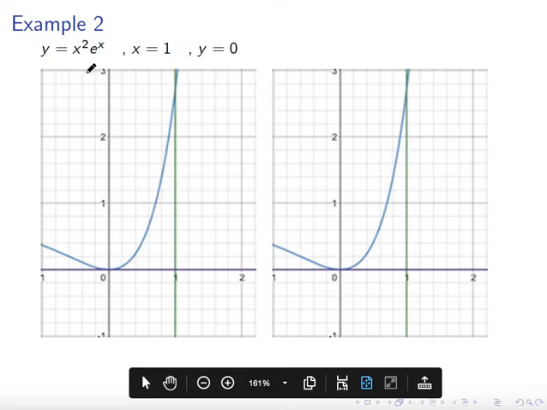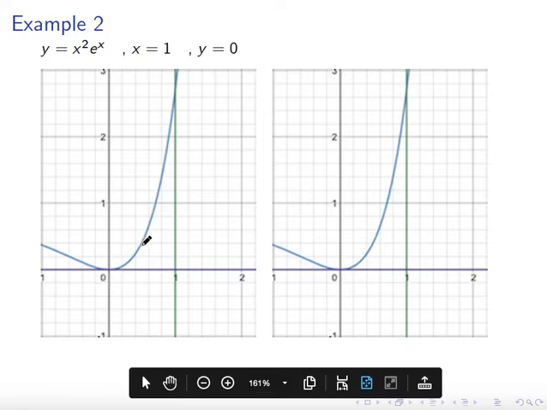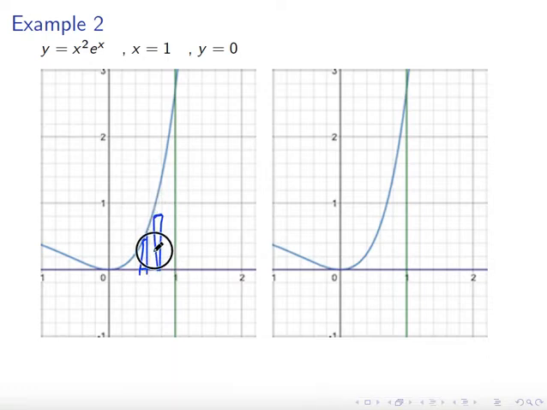Next example, we have y equals x squared e to the power of x, which is the blue curve. x equals 1 is the green line, y equals 0 the purple x-axis. Okay, so if we want to set the integral with respect to x first, I have to consider the vertical rectangles, and as you see, the vertical rectangles are always between 0 and 1, and one side of the rectangles always is on the blue curve, the other side is always on the purple curve.